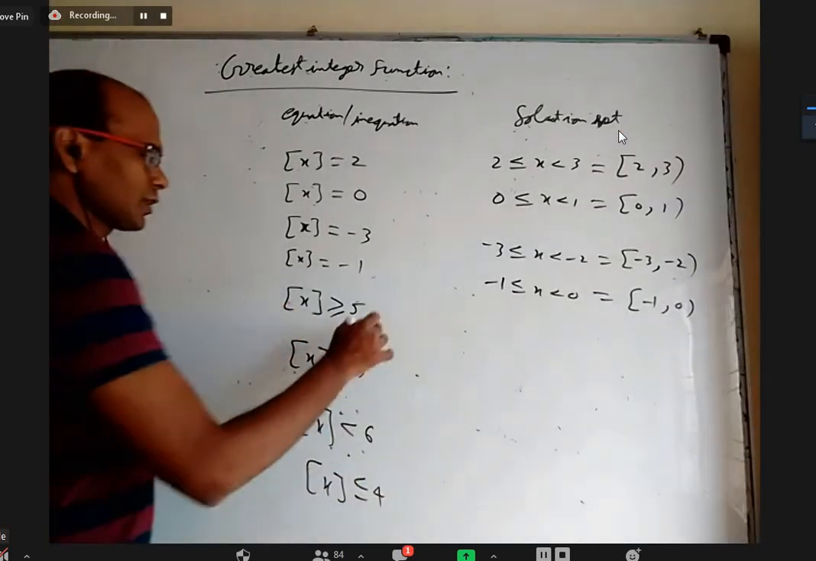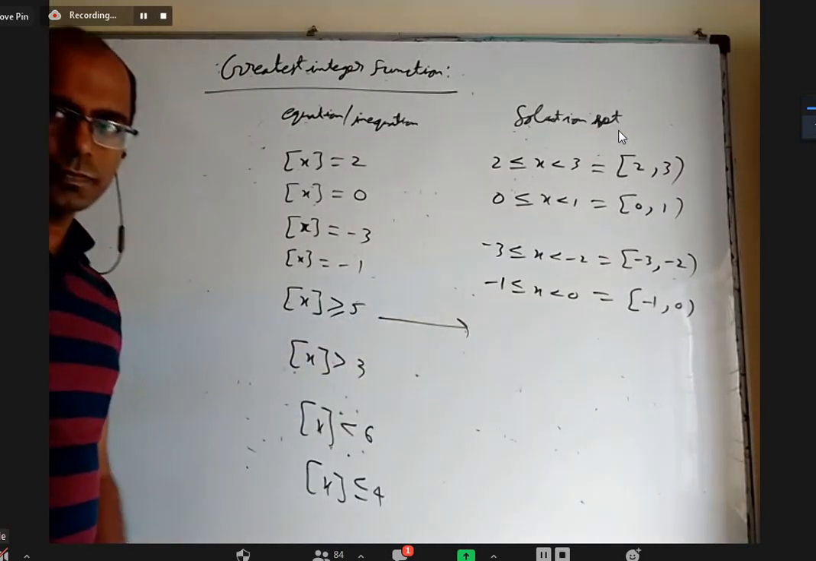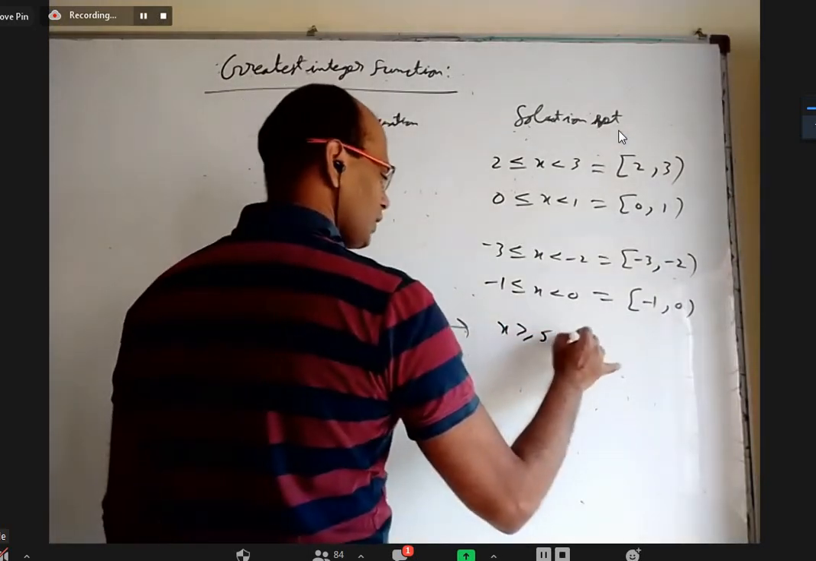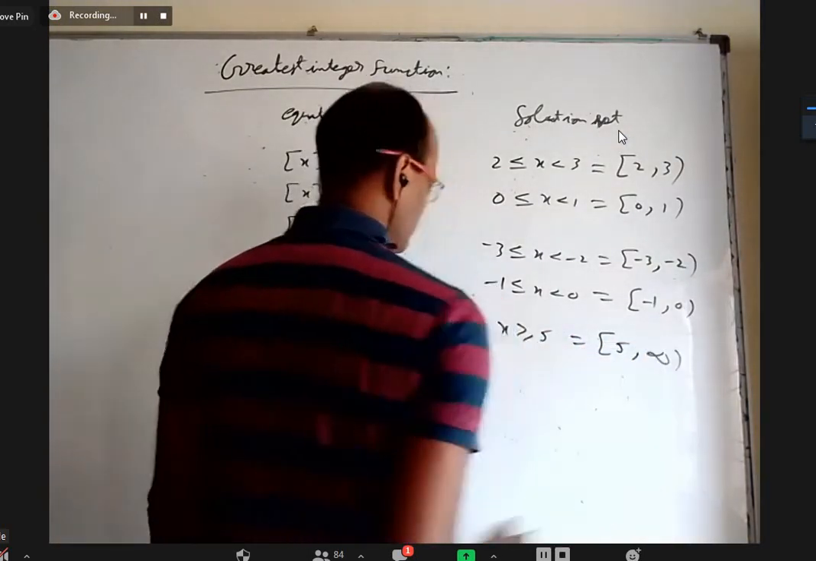First, for greater than or equal to 5: closed interval 5 to infinity. x should be greater than or equal to 5, closed 5 to infinity. That is easier.